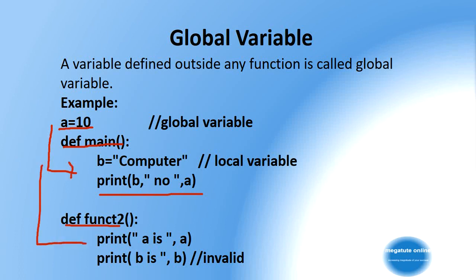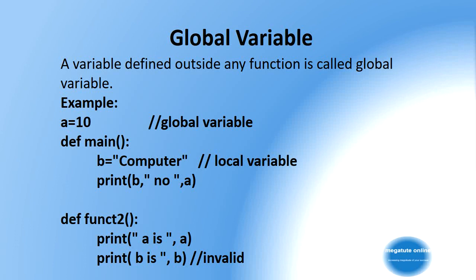All right. So if I write a statement in function 2, print a, that's valid. But if I write a statement print b, of course this has to be with the quotes, this is going to be invalid because the variable b is local to another function. It cannot be accessed here. Function 2 has no right to access the variable b because b is local to another function.